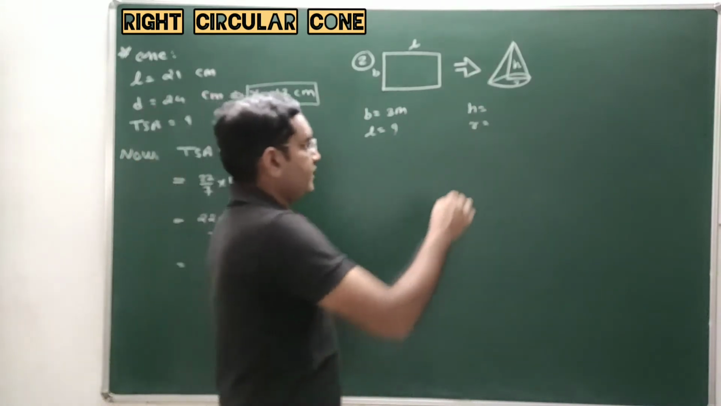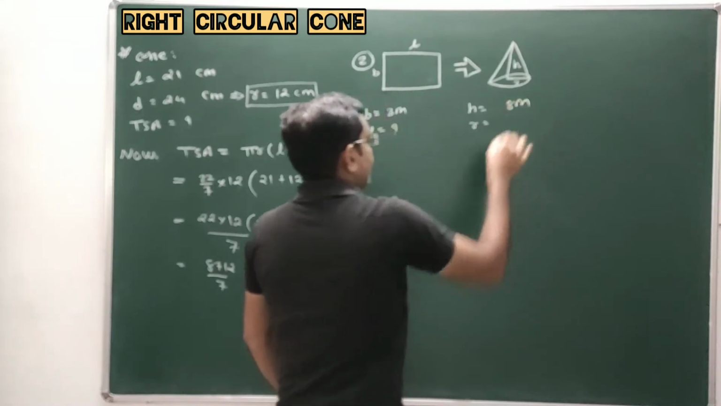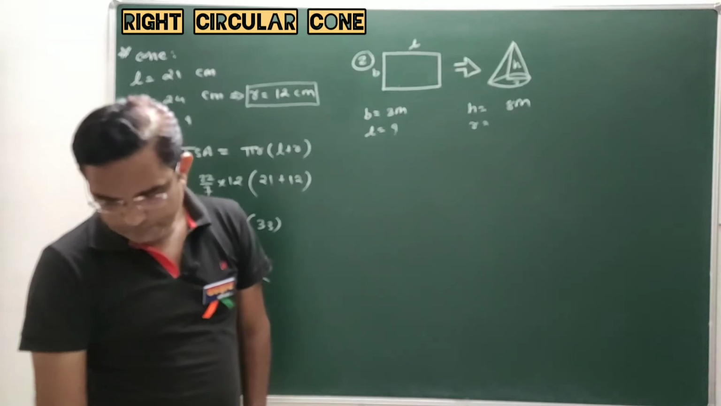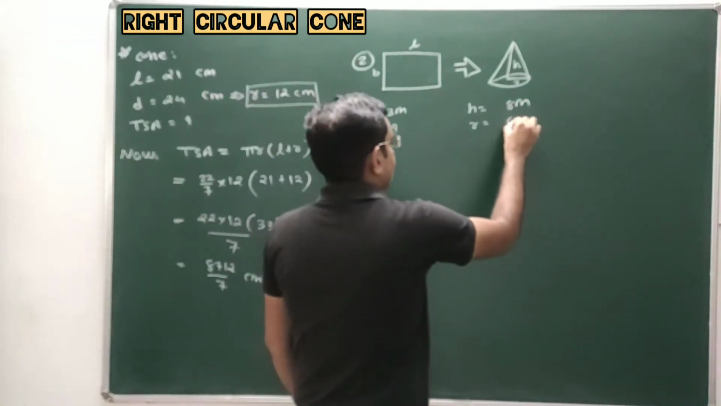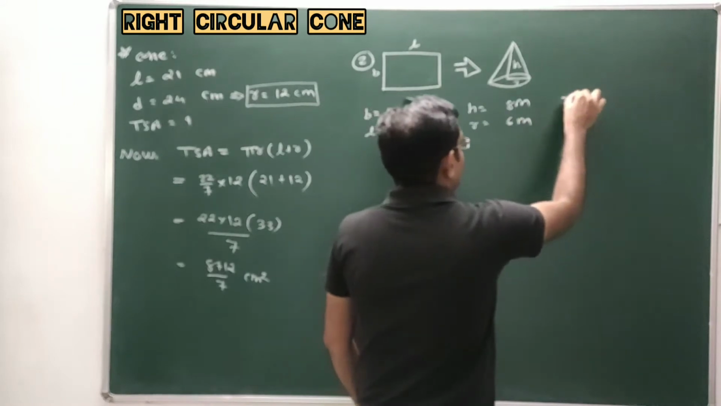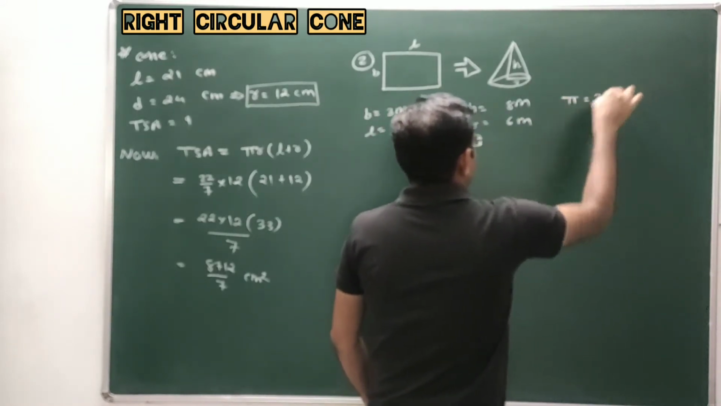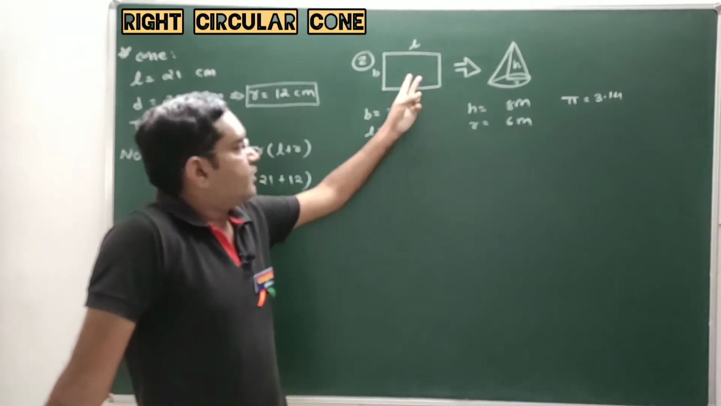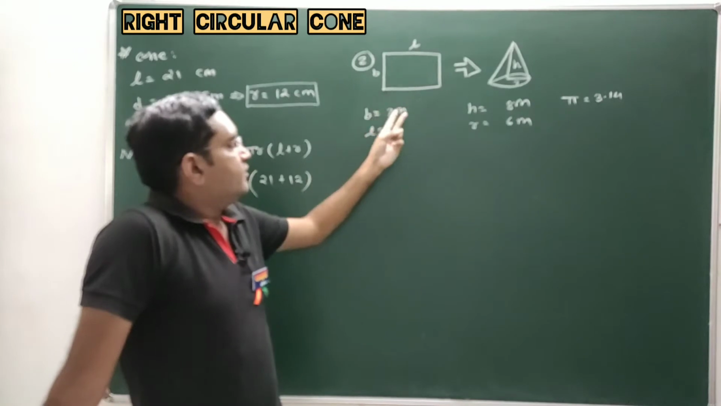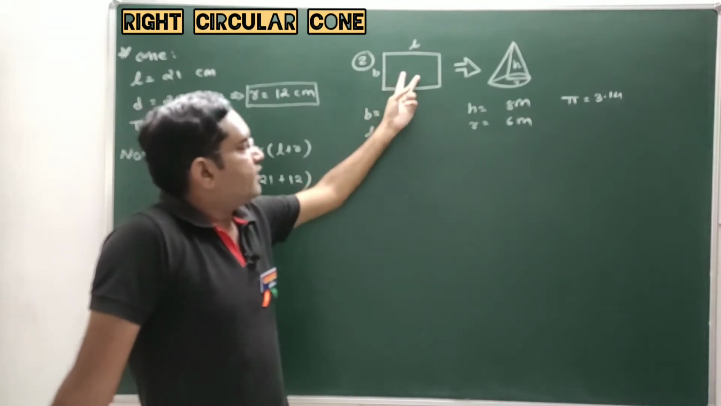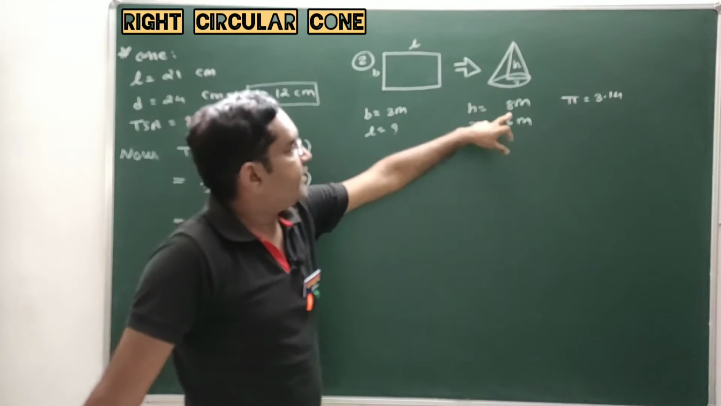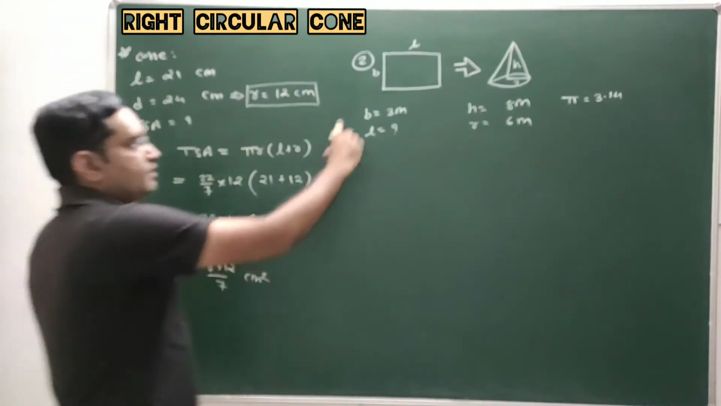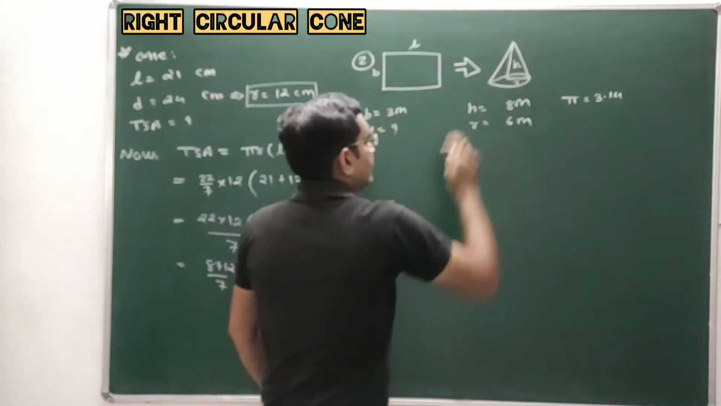The height of the cone is 8 meter and radius of base of this conical shaped tent is 6 meter, and also we are given to use pi equal to 3.14. So this is your question. What length of this canvas, which is 3 meter wide, is required to make the conical tent of height 8 meter whose radius of base is 6 meter? This canvas is used as the curved surface area of this cone.